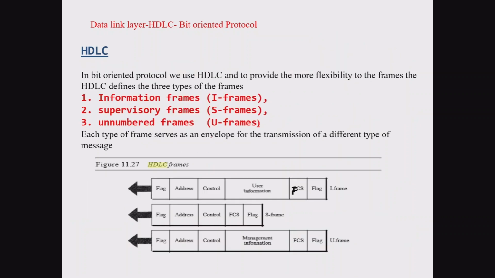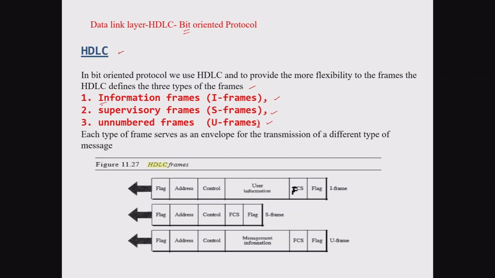Now we will see what the three types of frames are. This is the most important question you will get most of the time from an exam point of view. What are the three types of frames in the HDLC protocol, right? HDLC is a bit-oriented protocol. There are three frames. One is called the I frame, another is called the S frame, and another is called the U frame.